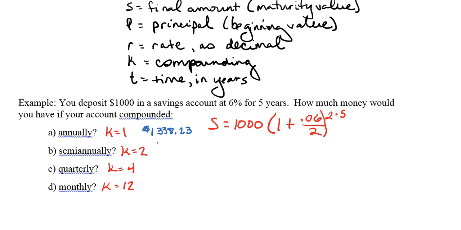So I end up with that my account at the end of 5 years now has $1,343.92. You can see I made an extra not quite $5 by having it compound twice a year instead of just once a year. On the next one, my K has turned to quarterly, or 4, so I'm going to replace this 2 with a 4 and this 2 with a 4. Everything else, notice, is staying the same.